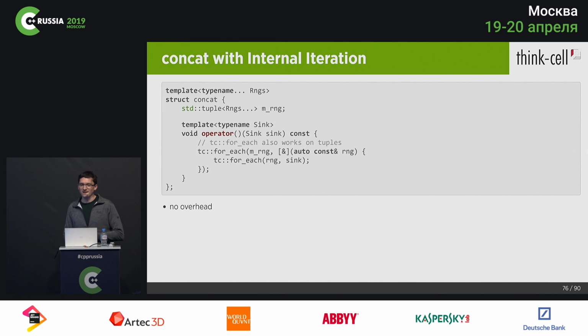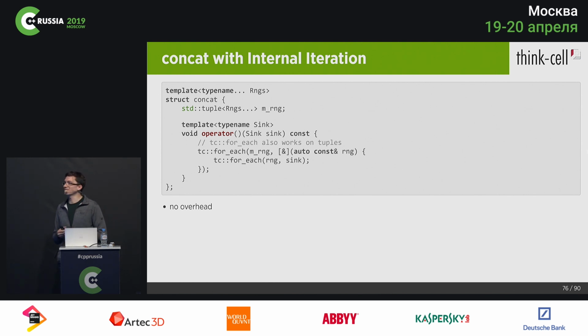So if we are having internal iteration, we can implement concat in a different way. So now basically, our concat range has this call operator that accepts a sink functor, and then it will use a for each to iterate over the tuple. And that's kind of syntactical sugar we have here, iterating over a tuple using for each. It's a kind of nice feature, but you have to understand that this is not a runtime loop, because the tuple holds different kinds of types. It's just unrolled at compile time, and we'll call the inner functor with every object inside the tuple.